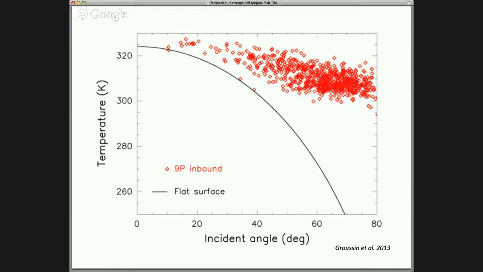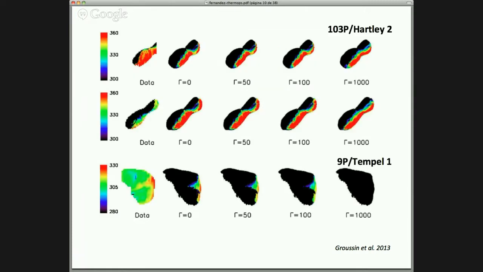Groussin et al. tried to use, so they have a thermal model in the paper. It accounts for conduction and all that. I mean, it's a thermophysical model. They have the shape, obviously, from the spacecraft flyby. So they attempted to model the temperature map using the usual things, right? So this is the result from their paper.